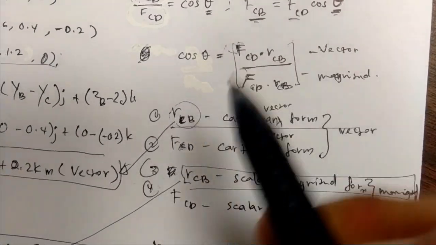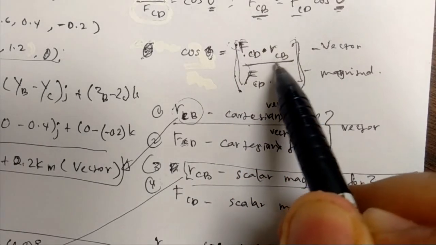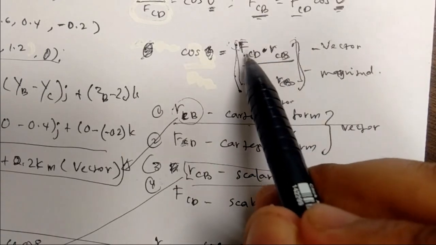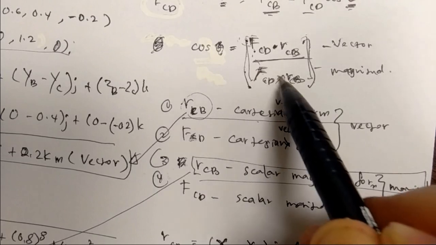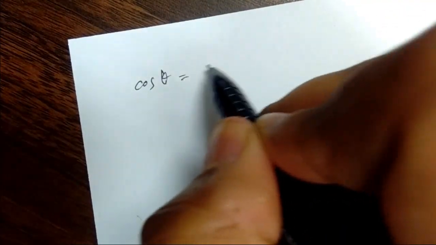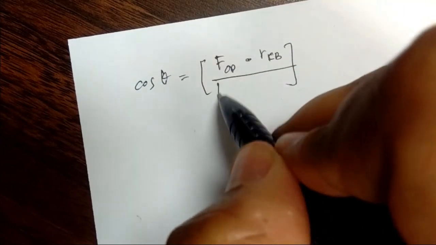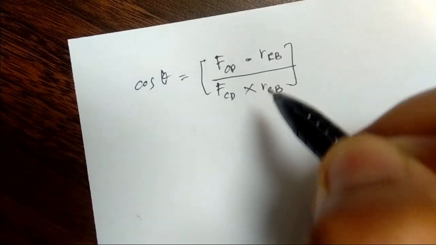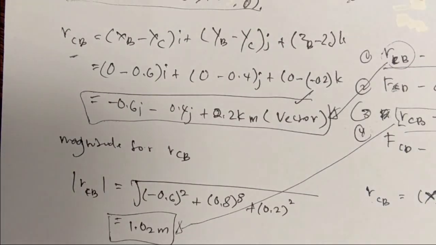So let's look at the formula here. Your aim is to get the theta, right? Using this formula, FCD in Cartesian form, dot product with RCB in Cartesian form, dot product because you want to multiply two Cartesian forms, which are FCD and RCB, divided by FCD in magnitude form multiplied with RCB in magnitude form. Let's write it: cos theta equals FCD dot product with RCB, over FCD times RCB. So just substitute your FCD here and RCB. Where is your RCB? This is your RCB.